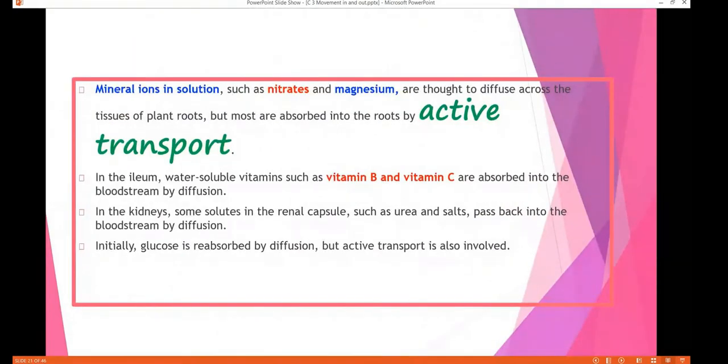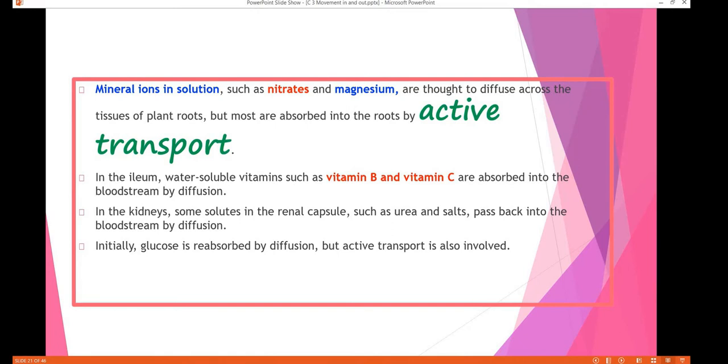Okay, now, so again explaining about how the diffusion takes place in both plants and in animals. If it is in animals, in the ileum, like humans, water-soluble vitamins such as vitamin B and vitamin C are absorbed into the bloodstream by the process of diffusion. And also in the kidneys, some solutes in the renal such as urea and salts, they pass back into the bloodstream by the process of diffusion. So these are the various examples of how diffusion takes place in plants and also in humans and animals.